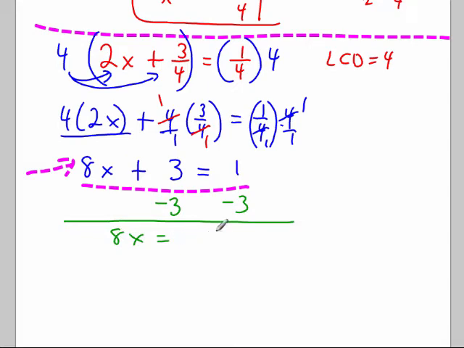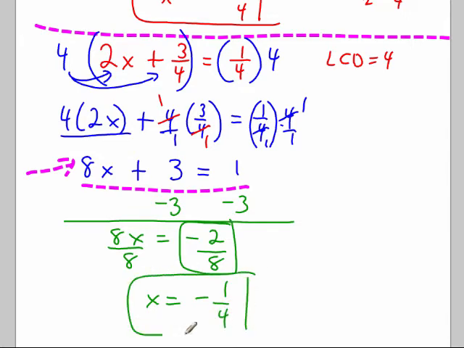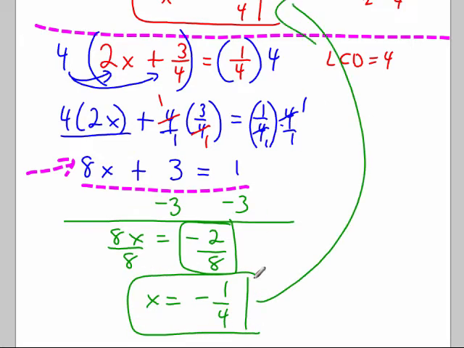8x equals 1 minus 3, which is negative 2. Divide both sides by 8. And so x is equal to, let's reduce this to lowest terms, negative 1/4. And sure enough, my solution is the same.